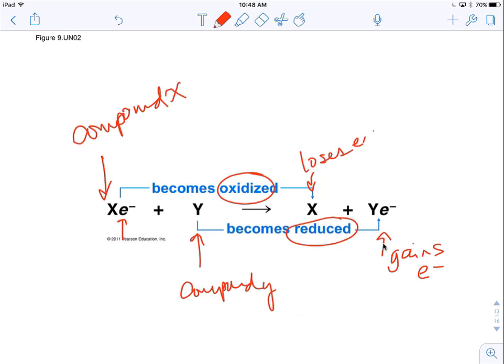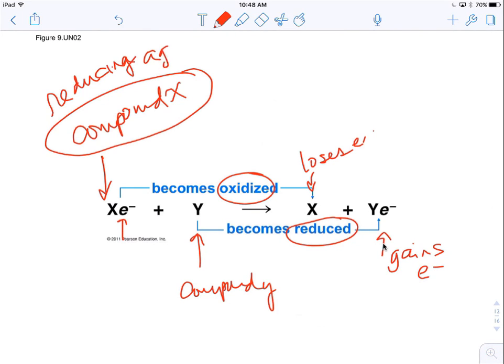Now, to make it even more fun, the compound that loses the electron, compound X here, because it is giving its electron to someone else, it's called a reducing agent. Reducing agent. Okay, so the compound that loses the electron is the reducing agent because it becomes oxidized, but in the process of becoming oxidized, it gives its electron to something else, so it reduces that other molecule.